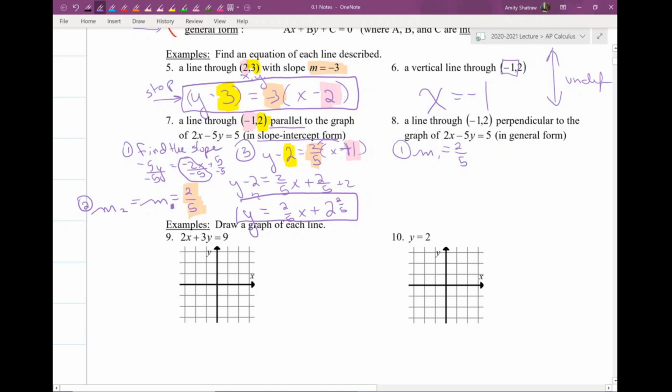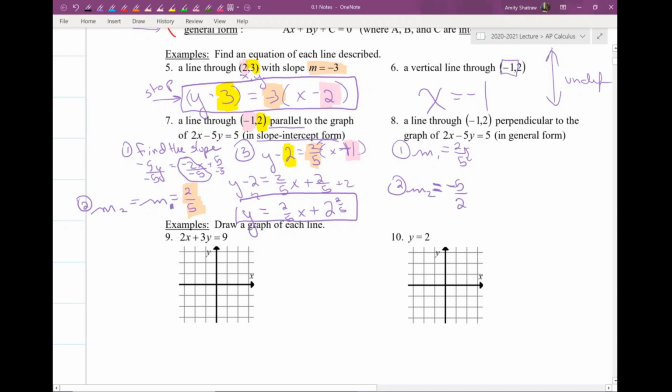But in this case, for step 2, I'm going to say that m sub 2 has a new slope, not exactly the same slope as before. Remember, I'm going to flip the x and the y. I'm going to say that I have a 5 over a 2, and instead of it being positive, it is now going to be negative.